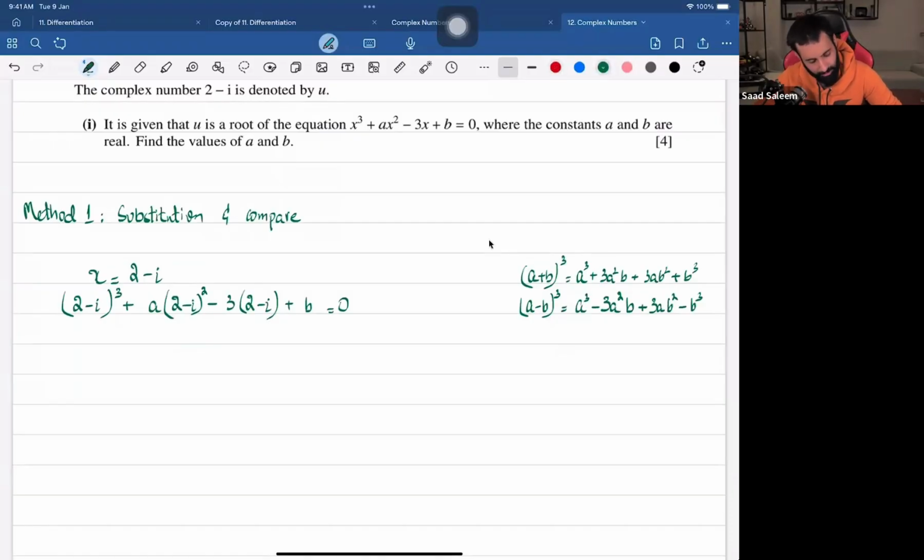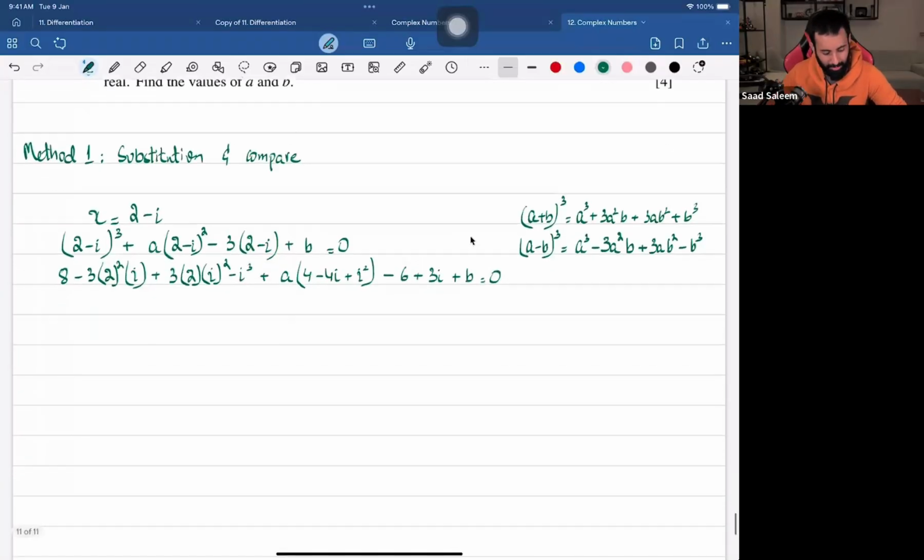Let's expand this. So this would be 2 cubed, which is 8, minus 3 into a square, which means 2 squared times iota, plus 3 into a into b squared, which means iota squared, minus iota cubed. Then let's expand (2 minus iota) the whole thing squared. So that's going to be 4 minus 4 iota plus iota squared, minus 6 plus 3 iota plus b equals to 0. Okay. So I hope you guys are with me.